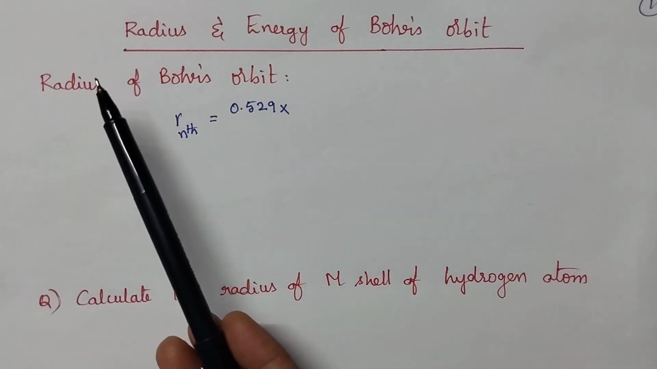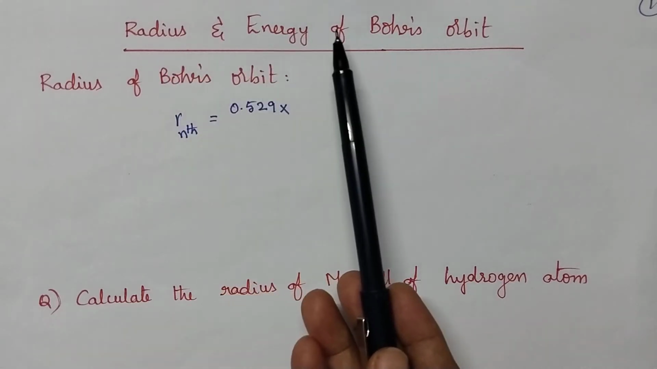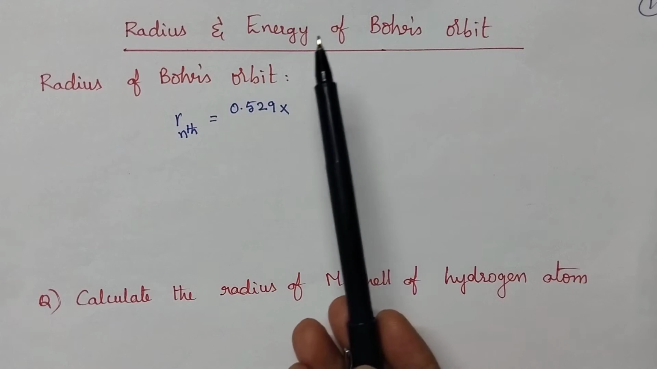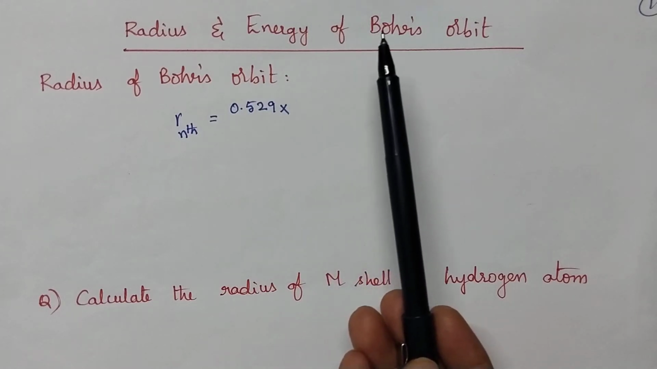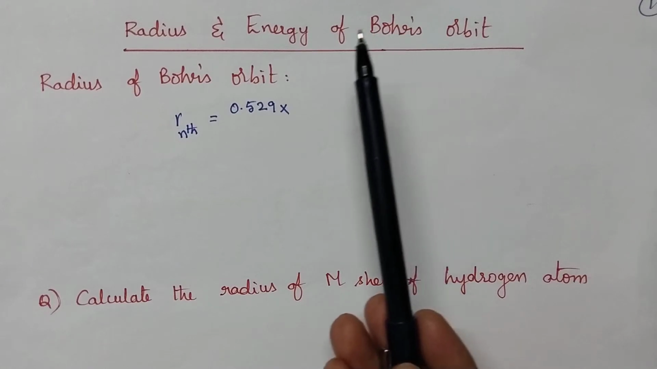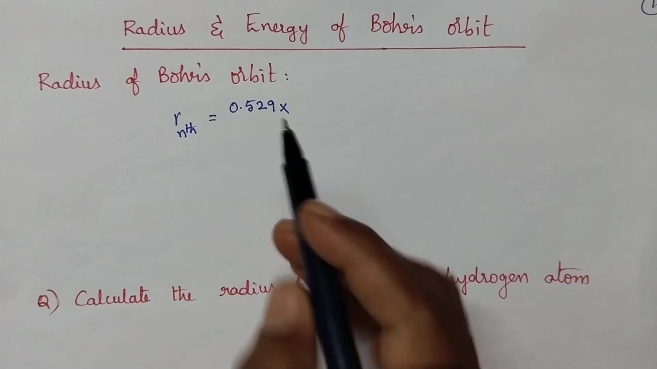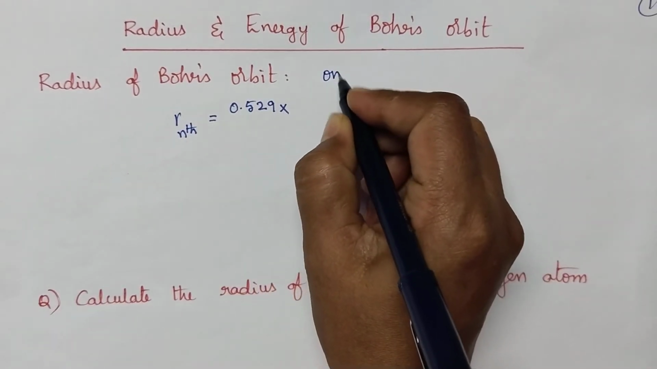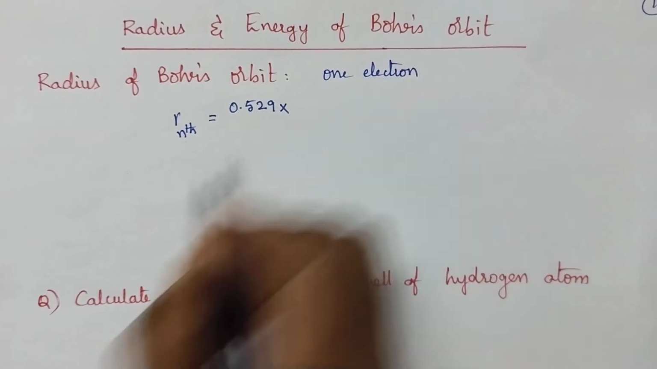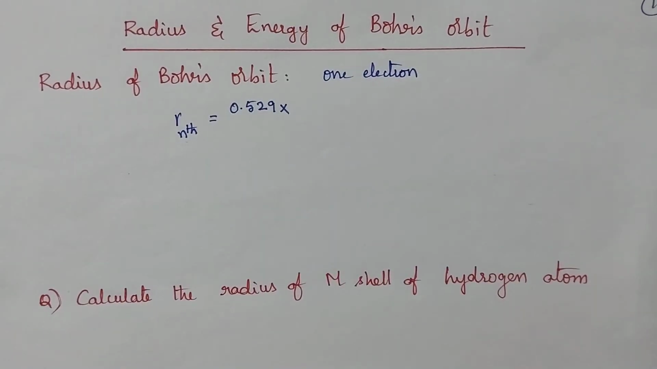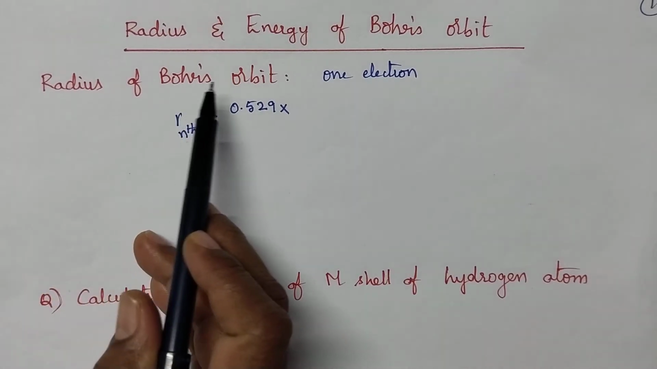In this video, I am going to discuss how to calculate the radius and energy of the Bohr's orbit. Students, always remember the fact that Bohr's atomic theory is applicable for the atoms or ions containing only one electron. Let us know how to calculate the radius of the Bohr's orbit.